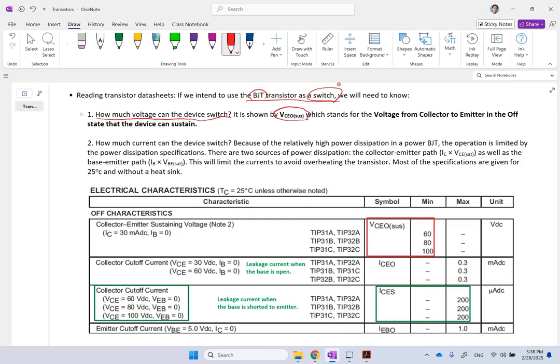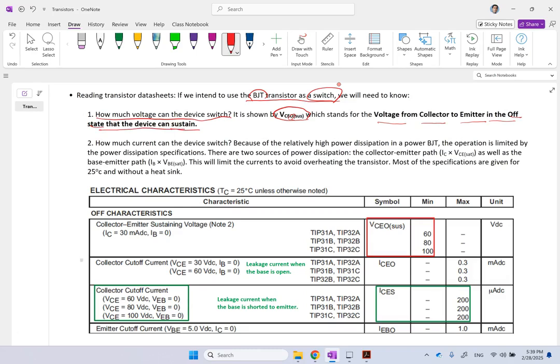VCEO is basically collector to emitter, okay? That O is for off state, and sus means sustain. So what does that mean? It means the voltage from collector to emitter that your transistor can keep off, can cut, and can sustain, okay?